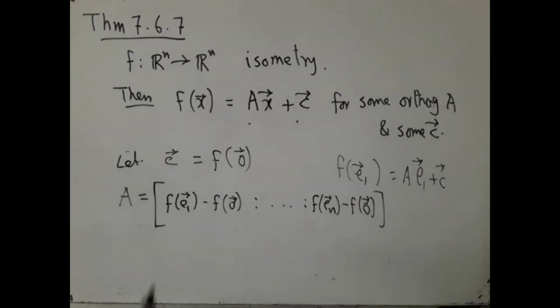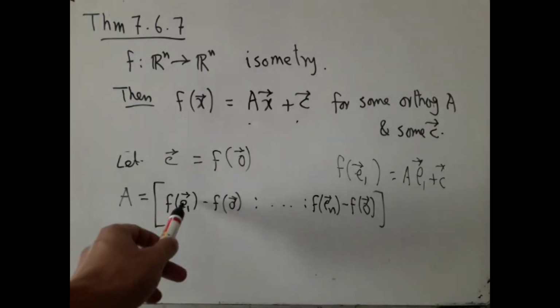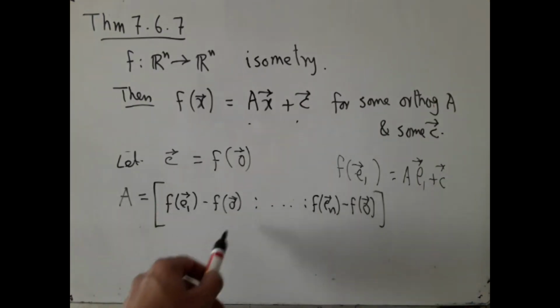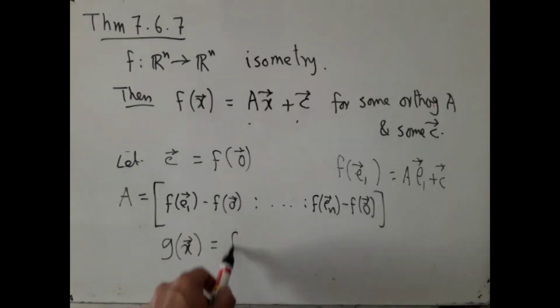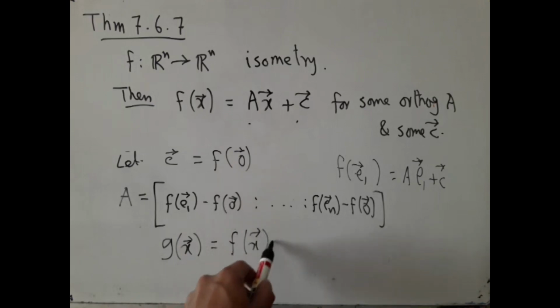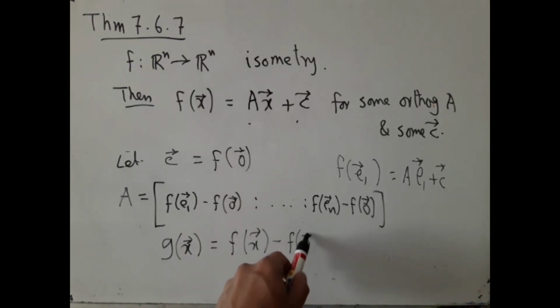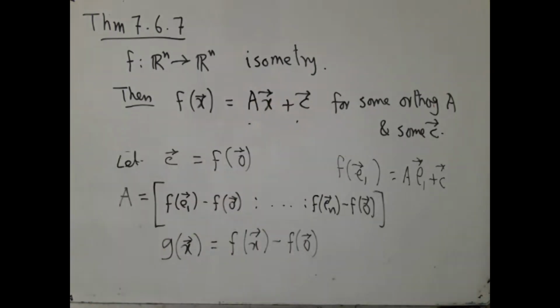Now you see, we are getting this pattern many times, f of something minus f of 0. So why not give it a name? I will call it the new function g, which is basically f of x minus f of 0. So we are taking f and translating everything by f of 0. Clearly, this is also an isometry because f was an isometry, and if you shift everything by a fixed amount, the lengths do not change. So g is again an isometry. It preserves inner products, it preserves lengths, etc.